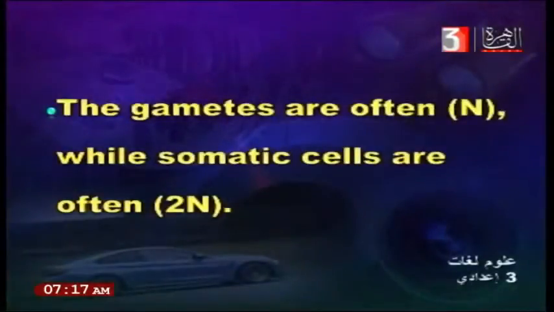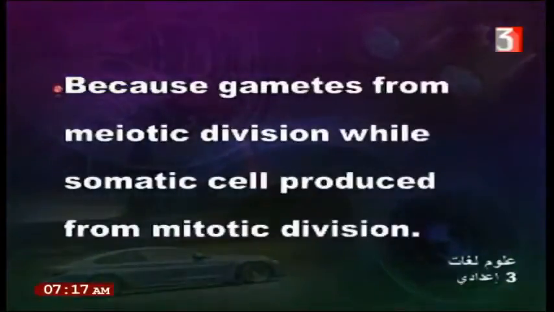Gametes are often N while somatic cells are often 2N, because gametes are produced from meiotic division while somatic cells are produced from mitotic division.